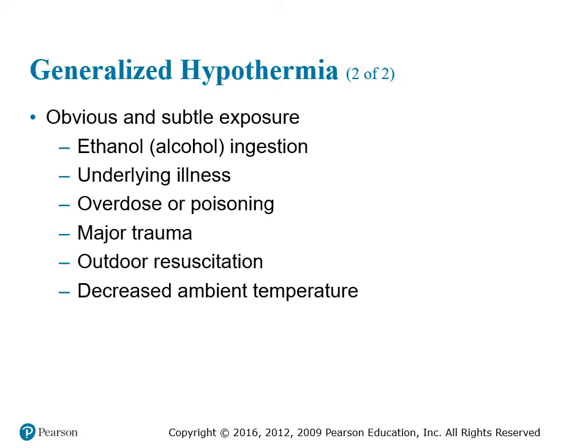Other subtle exposures: if somebody has been drinking a lot of alcohol, it makes it more difficult to maintain body heat. If they have underlying illnesses or injuries, it can make it harder to maintain core temperature, like we've said. Overdoses and poisonings. There's major trauma. If there's a resuscitation outdoors, if it's cold outside, if somebody's laying on cold pavement and you're trying to perform CPR on them, that is an exposure there, and obviously decreased ambient temperature.